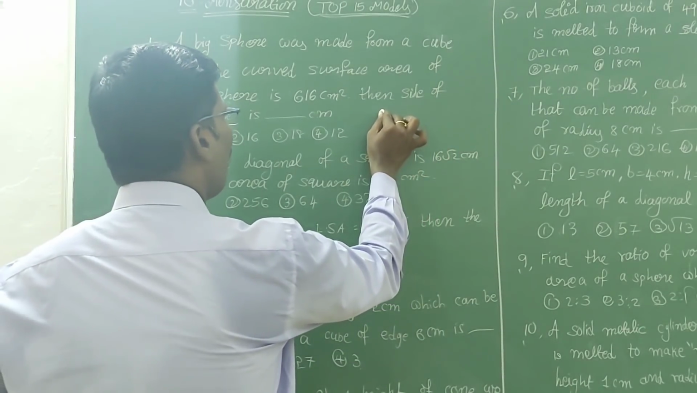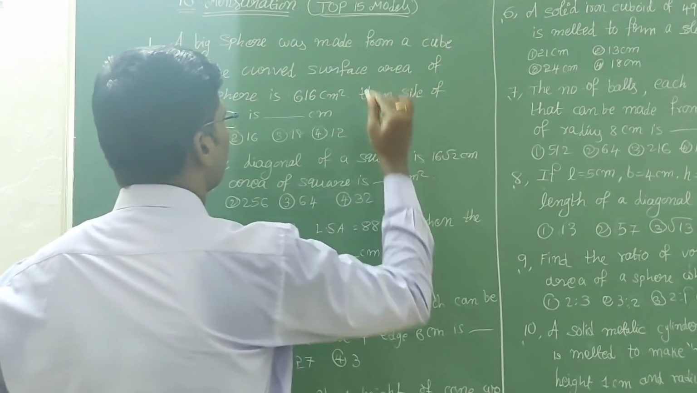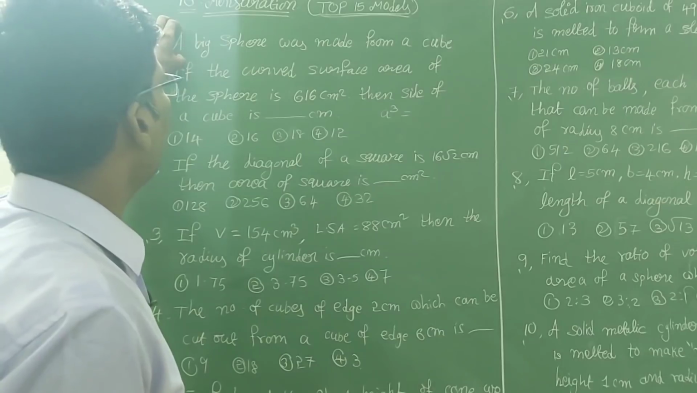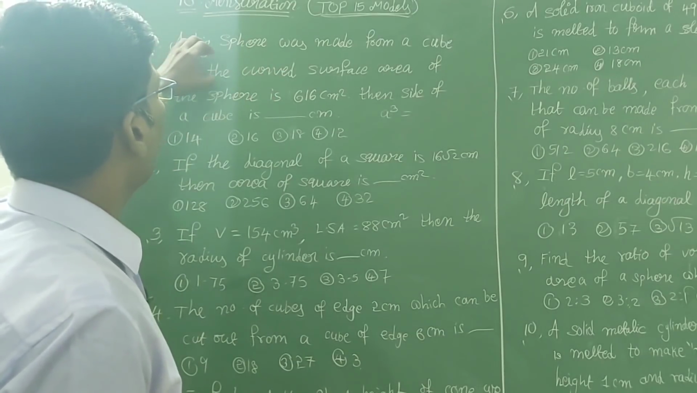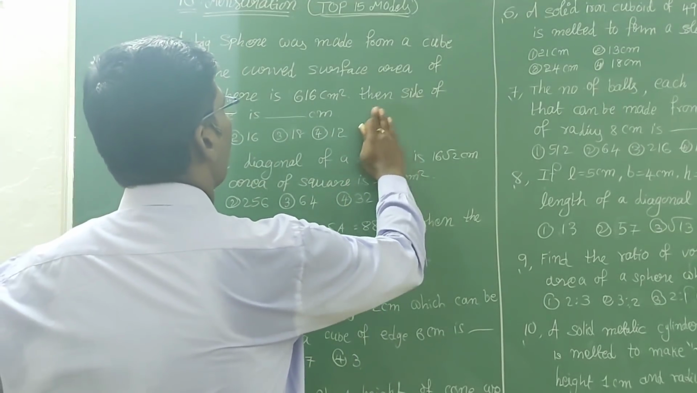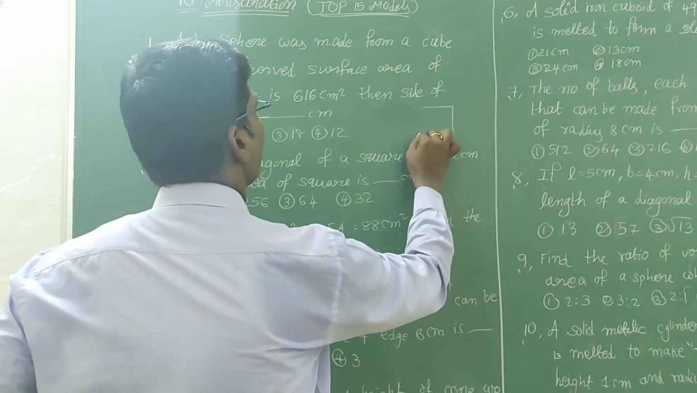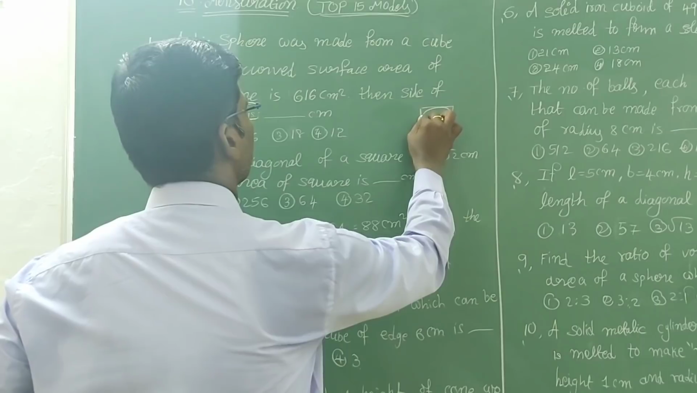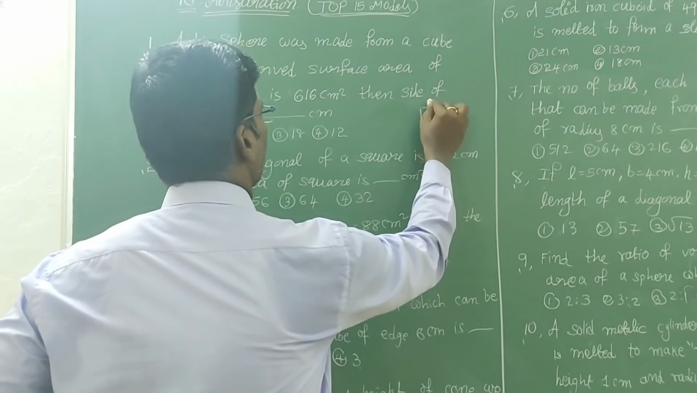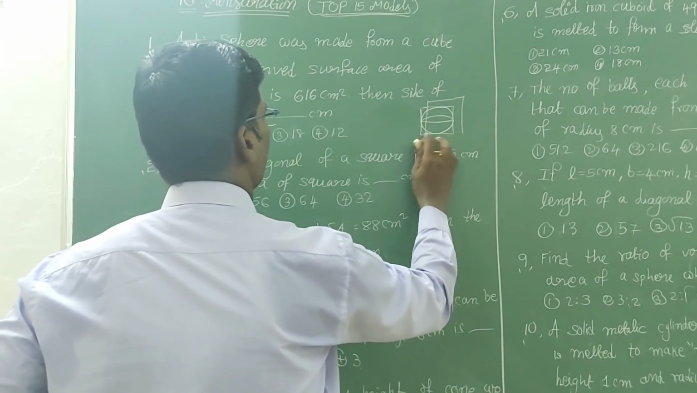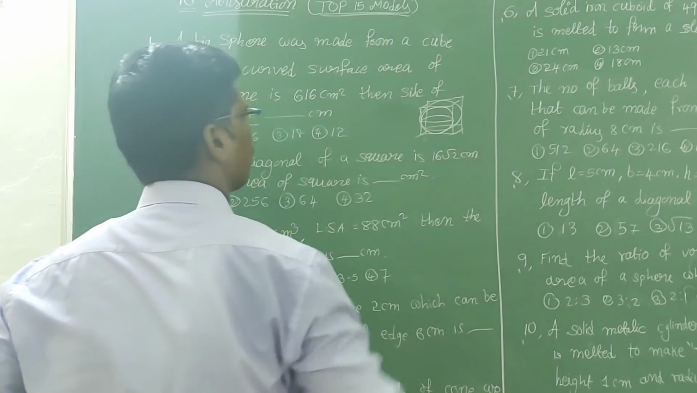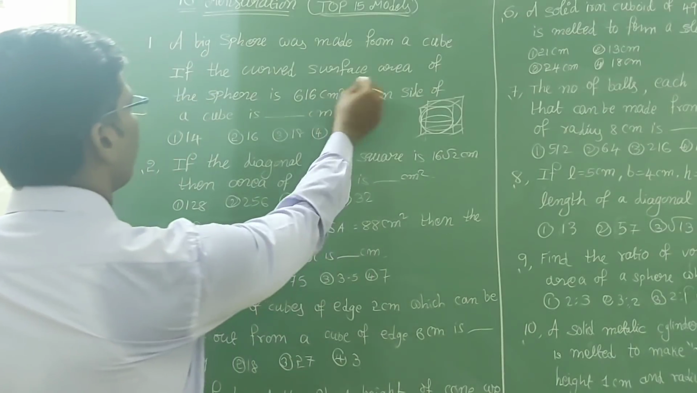So volume of cube is nothing but a cube, and volume of the sphere. A big sphere was made up from the cube. If the curved surface area of a sphere is... So we have to find. So this is the diagram. In this, a sphere is there. So how to find, first of all, the curved surface area of a sphere.